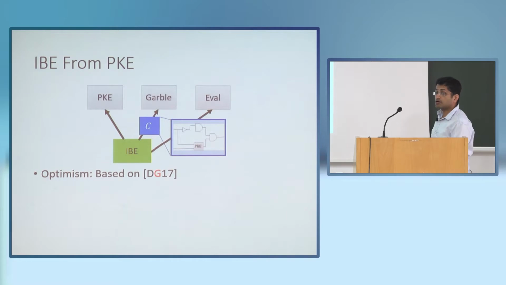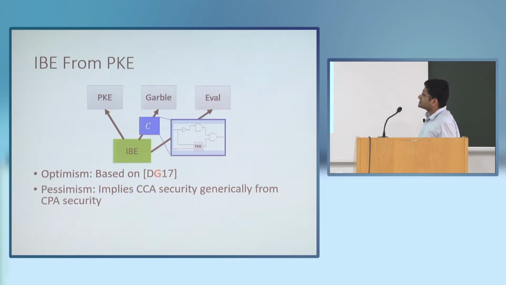But if you're talking about impossibilities, it's interesting to look at the monolithic model and allow for all kinds of gates inside these circuits. Of course, there's some optimism, but there's some pessimism. If you can do IBE from any PKE, it will also give you a generic, perhaps non-black box, construction of CCA secure public key encryption from CPA security, which we think is hard. So this is again maybe a hard problem.